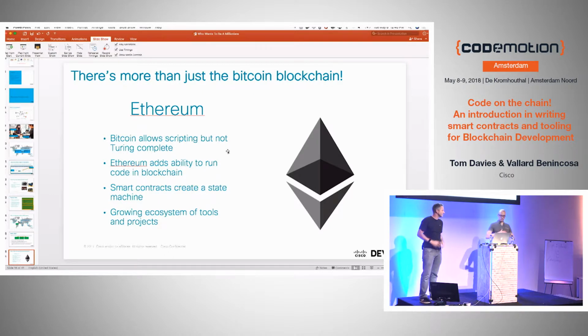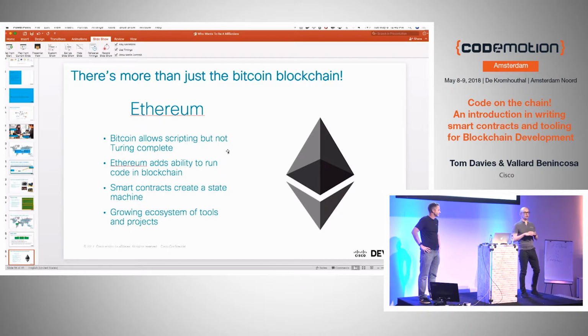Now, we just talked about blockchain as if it's just one thing. There are actually a lot of blockchains out there. So the Bitcoin blockchain is a famous one that everybody knows, and that uses an implementation of a blockchain. But there are lots more. The one that we're going to focus on today is actually called Ethereum. Ethereum is another public blockchain that any one of us can join.